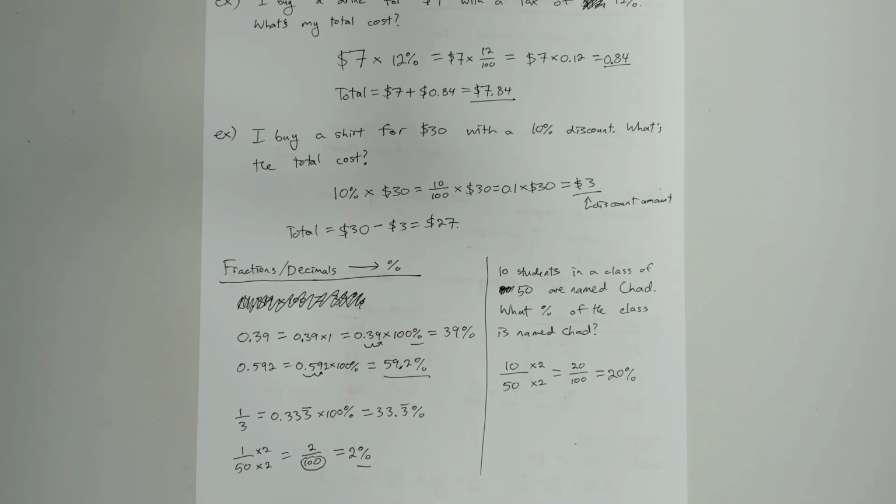So that's relatively low, but at the same time, 20% is maybe a pretty high number considering this is a very specific thing we're asking for them to be named Chad, right?